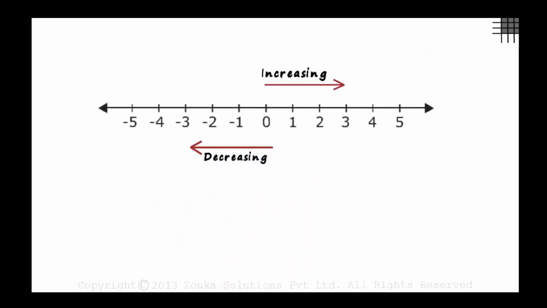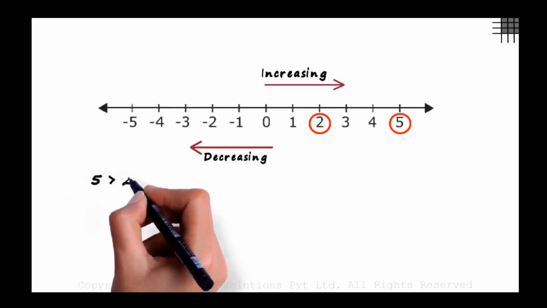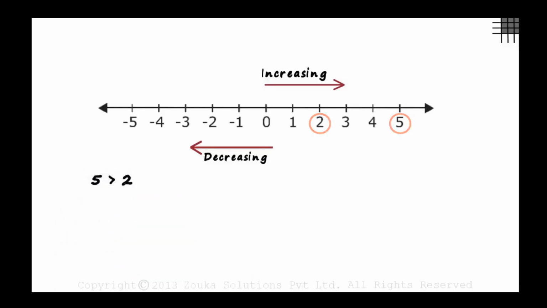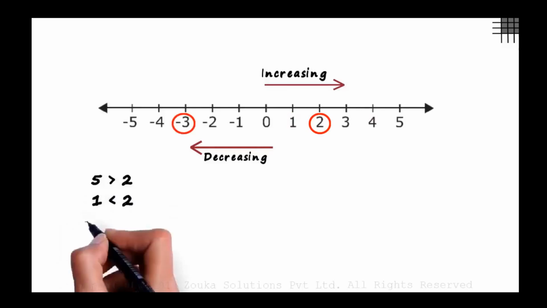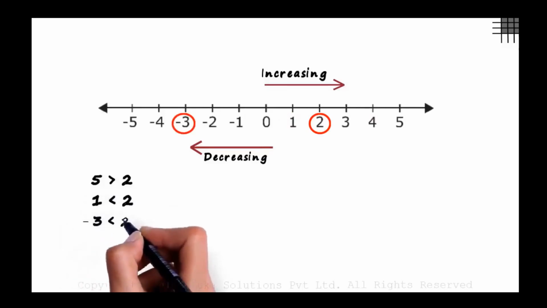Consider any random number, say 2. Now choose any number to its right. Say 5. 5 is greater than 2. Now choose another number, say 4. Even 4 is greater than 2. If we choose a number to the left of 2, say 1, we can see that 1 is less than 2. Suppose we choose -3. -3 is also less than 2.